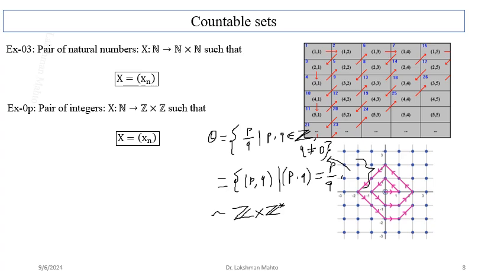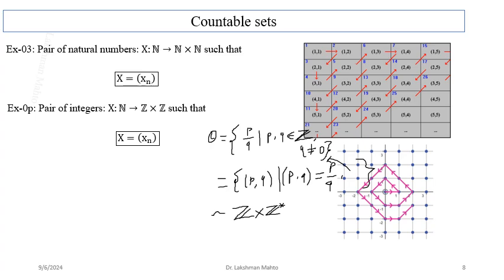In a sequence, if you are truncating a few terms, is it going to change that sequence? The convergence behavior, the limit of a sequence, you might have already seen that. Whether it is going to change the behavior of the sequence? No. If you are truncating a few terms, it is not going to change the behavior. So Z cross, one element 0 we have truncated from the integers.